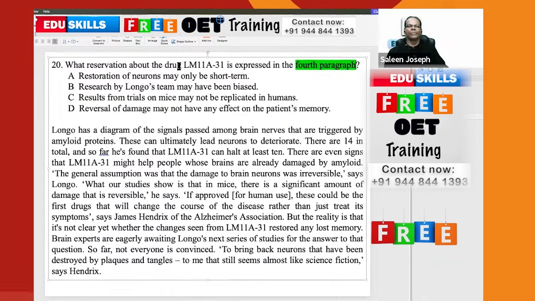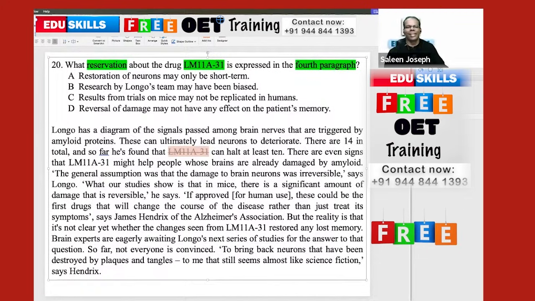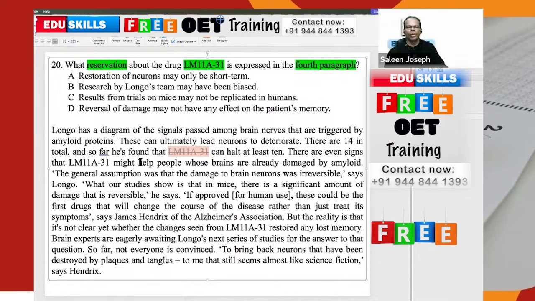Again, you have the name here. What reservation about the drug is expressed? Reservation means doubt, suspicion. So already you have one answer here. So you need not look into this. First name you need not look into. Second also comes along with the same name in the same context. So you can straight away go to the name here.